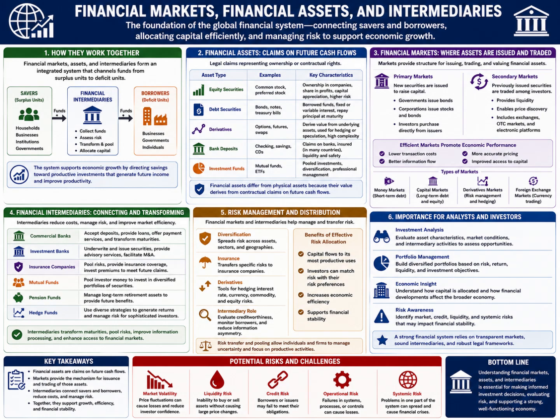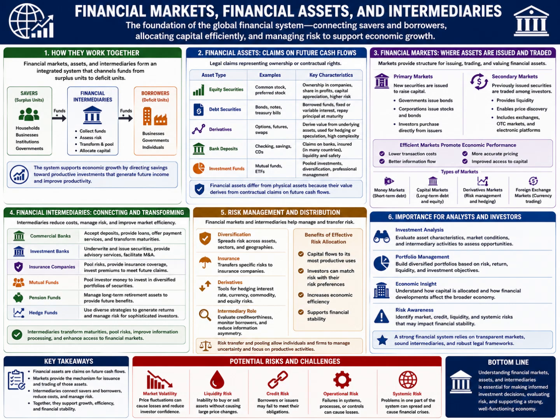Commercial banks collect deposits and provide loans, while investment banks assist with securities issuance and corporate financing transactions. Insurance companies and pension funds manage long-term investment portfolios to meet future obligations. The program emphasizes that intermediaries contribute to financial stability by transforming maturities, pooling risks, and improving information processing within financial systems. Their activities support both economic growth and efficient capital allocation.